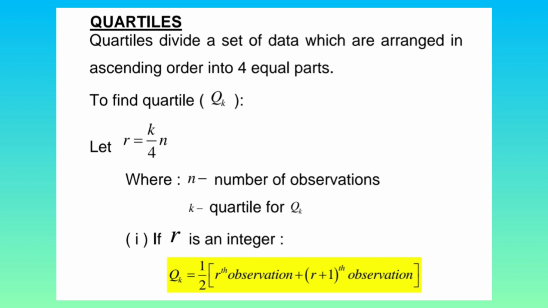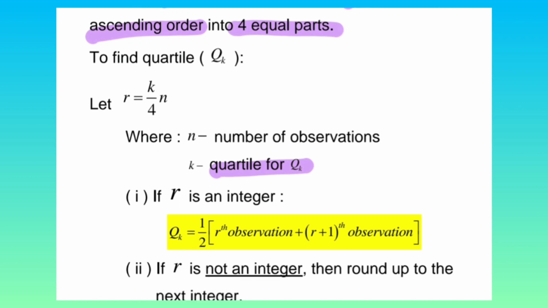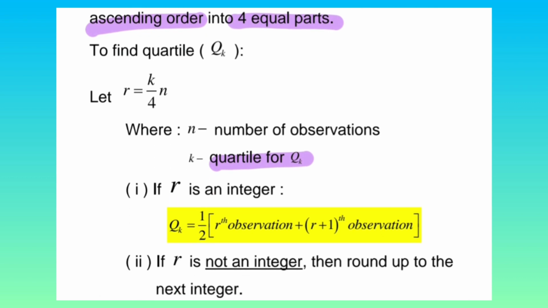Okay, next, quartiles for ungrouped data. Quartiles divide a set of data, arranged in ascending order, into 4 equal parts. To find quartile Qk, firstly we need to find the value of r. r is equal to k times n over 4, where n is the number of observations and k is the quartile number for Qk. If the value of r is an integer, then quartile Qk is equal to 1 over 2 times, in brackets, the r-th observation plus the (r+1)-th observation.